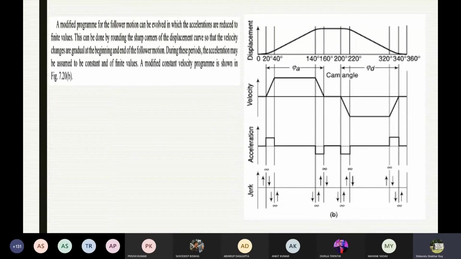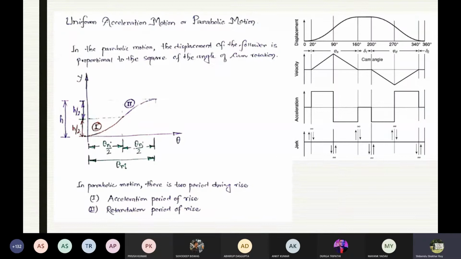And corresponding to that, the displacement diagram changes, with a parabolic distribution of the displacement at the beginning and the end of the rise phase. This is called the linear displacement with parabolic blend, a linear displacement along with a parabolic blend at the two ends, in order to avoid these practical difficulties.